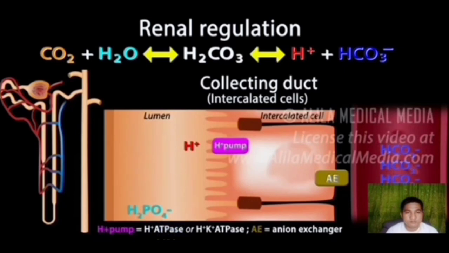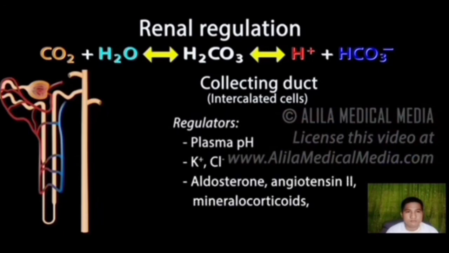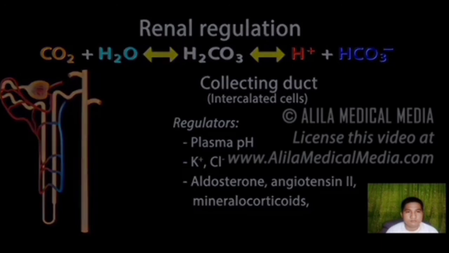The ammonia buffering system is particularly important because, unlike phosphate, which is filtered in fixed amounts from the plasma and can be depleted during high acid loads, ammonia production is regulated in response to changes in acidity, and its concentration may increase several-fold when necessary. Blood pH is the main regulator of acid excretion, but potassium, chloride concentrations, and several hormones also play important roles.